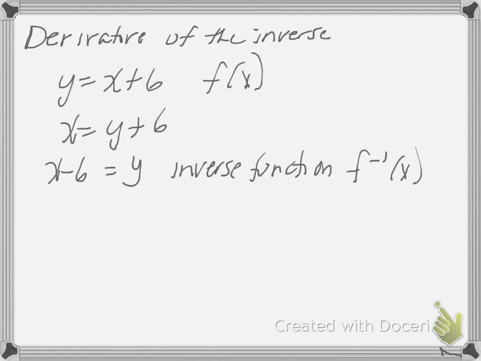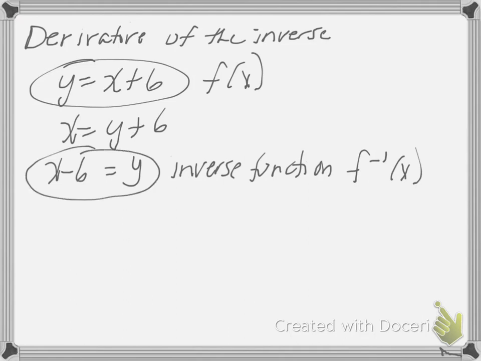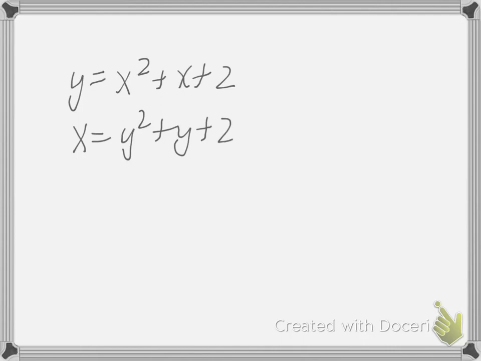Okay, but here's the problem. Let's say you needed to find the derivative of the inverse. If this is the original and it asks for the derivative of the inverse, you could easily find the inverse, which is this, and then the derivative, y prime, would just equal 1. But it's usually not that easy. So what if you had something like this? If I switch my x's and y's, I get this. But now there's no way for me to put this in the form y equals, so I can't do what I just did.